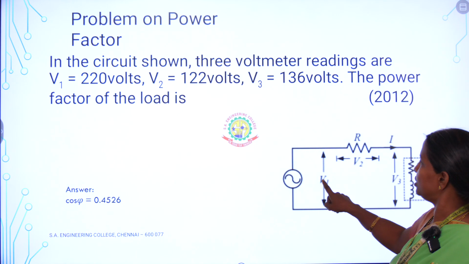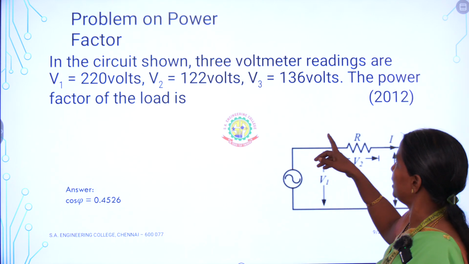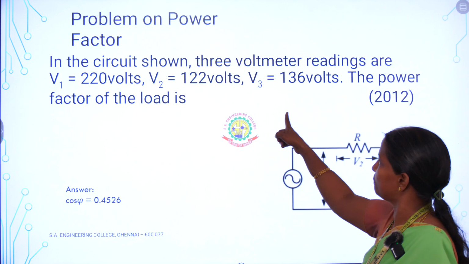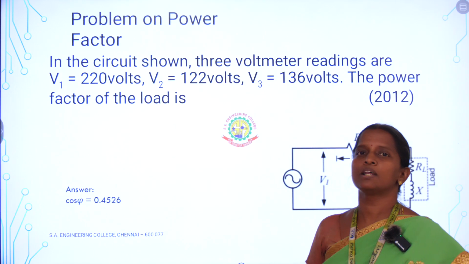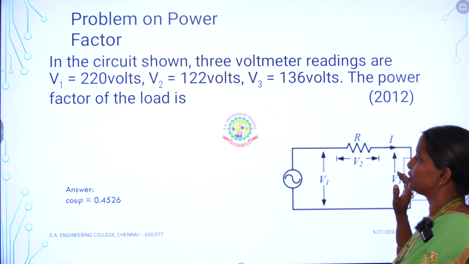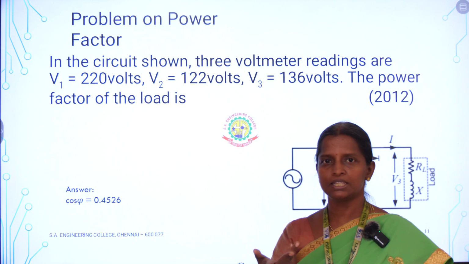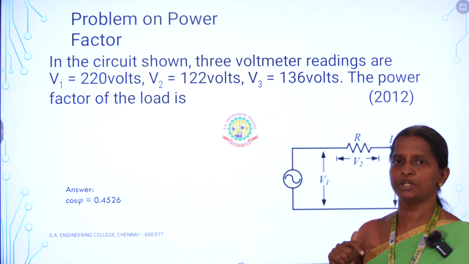So they are given the values of V1, V2 and also the V3 values. Okay, next, what is the question? They are asking the power factor of the load. Since it is an RL load, surely it will be a lagging power factor, and we have to find the magnitude. How to find out the magnitude of this?